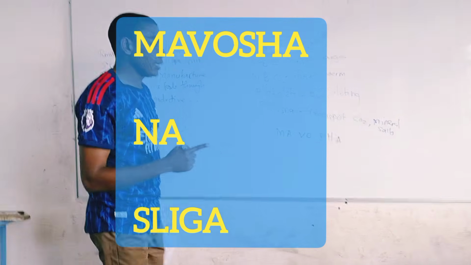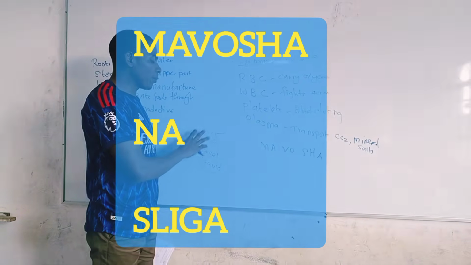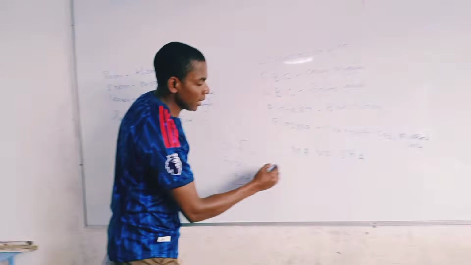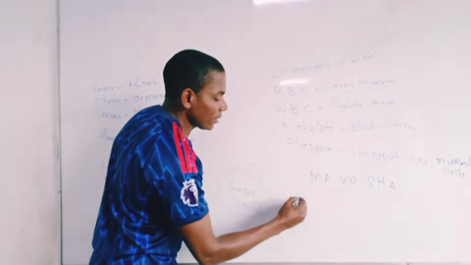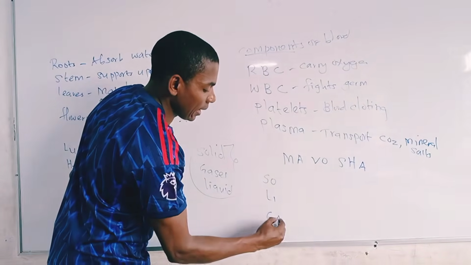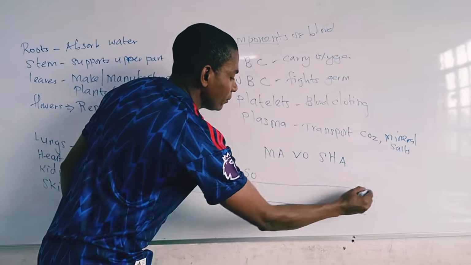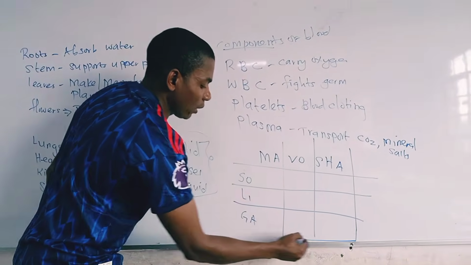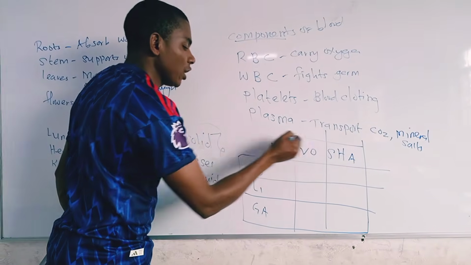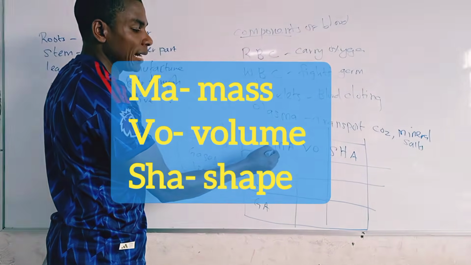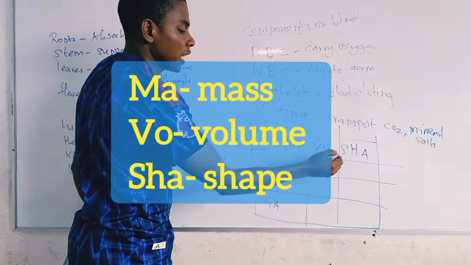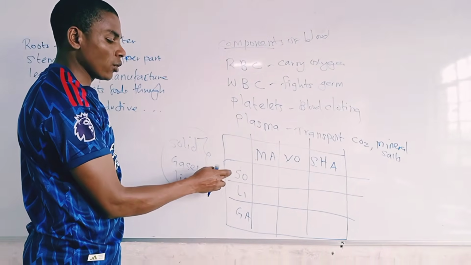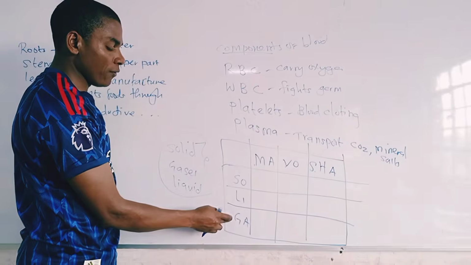Now I want to teach you how to identify the properties of these 3 states of matter using the simplest formula. Then beside mavosha you put so, li, ga. Then you match them. We want to look at the properties of these three states of matter. Ma for mass, vo for volume, sha for shape. So you match them. So, first for solid, li for liquid, and ga for gases.